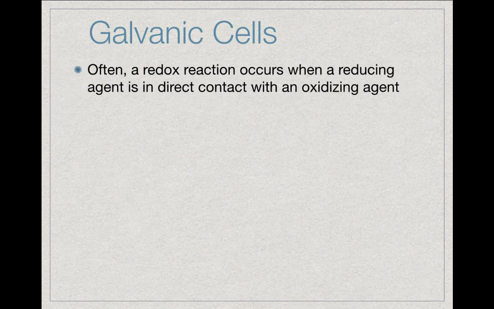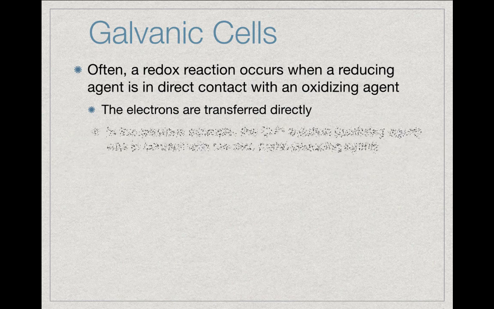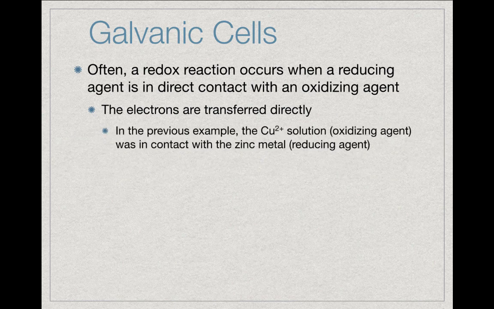Now, a lot of times when we have an oxidation reduction reaction, it happens when a reducing agent is in direct contact with an oxidizing agent. And when that happens, the electrons that are transferred in the reaction can be transferred directly between the two materials. Now, in the example we saw earlier between the copper and the zinc, we saw that the copper ion was the oxidizing agent. It caused the zinc to be oxidized, and that was in contact with the zinc metal, which caused the copper ion to be reduced. So that was the reducing agent.